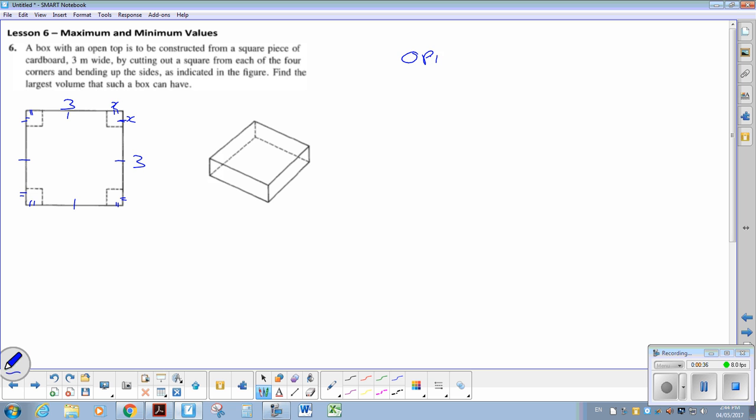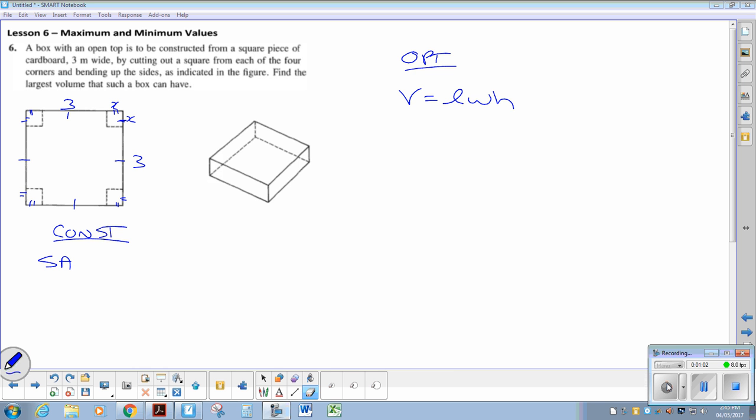So my optimization equation is a volume: length, width, and height. All right. So the constraint equation. What will our constraint equation be? It'll be surface area, perhaps. Okay, this one's a little funny. Sorry, I'm going to back it up. The constraint equation is how much we cut out of the corner. It's how big x will be.